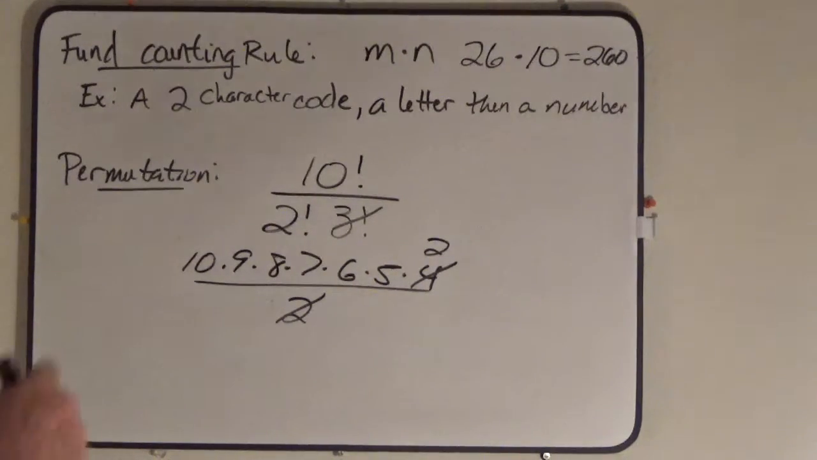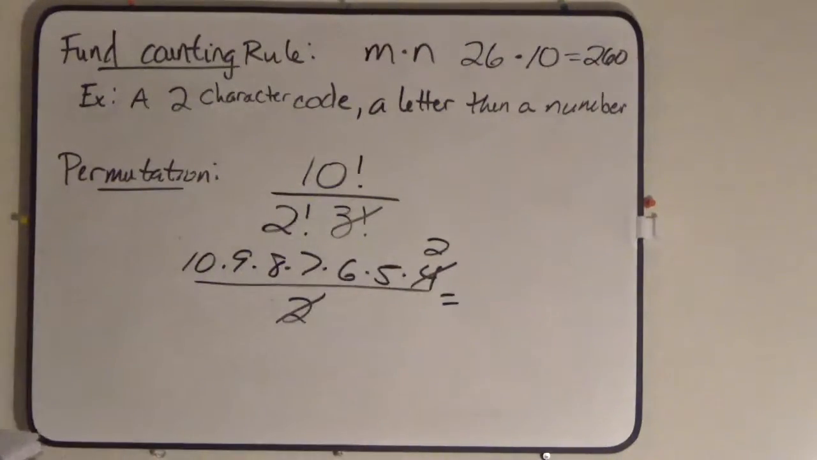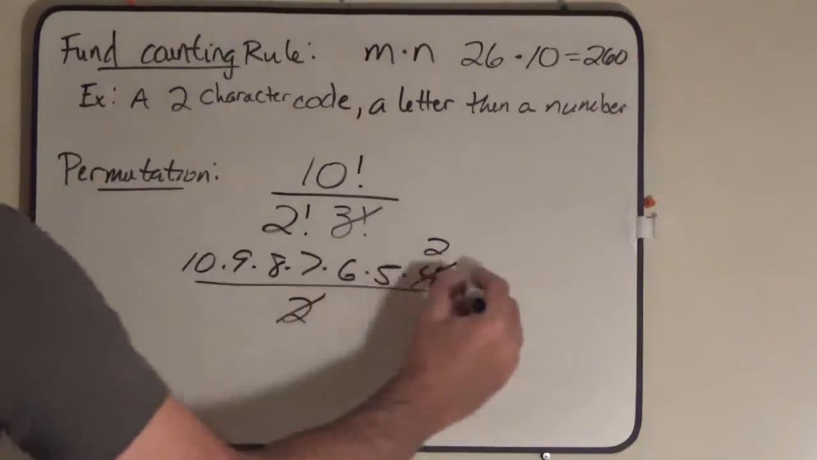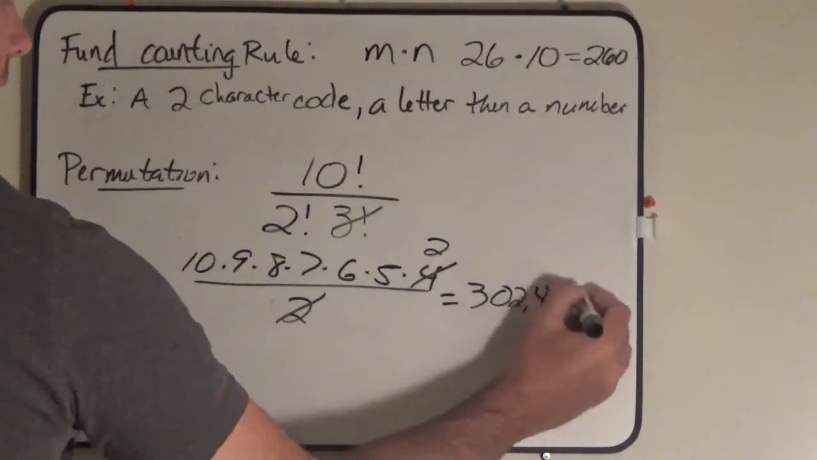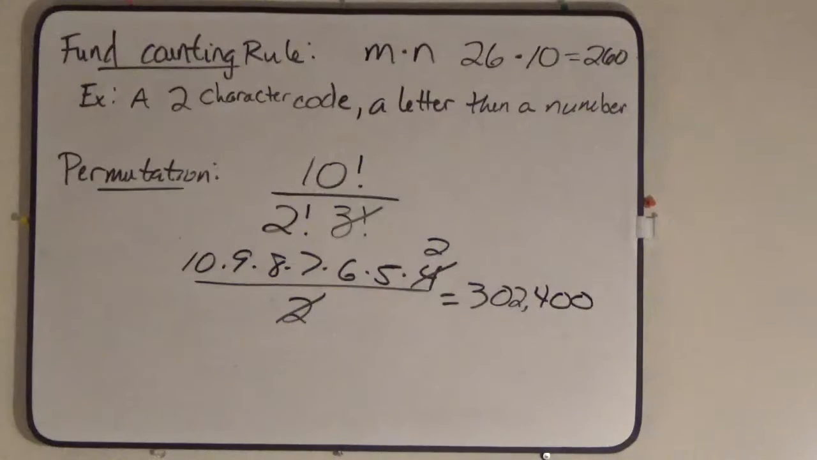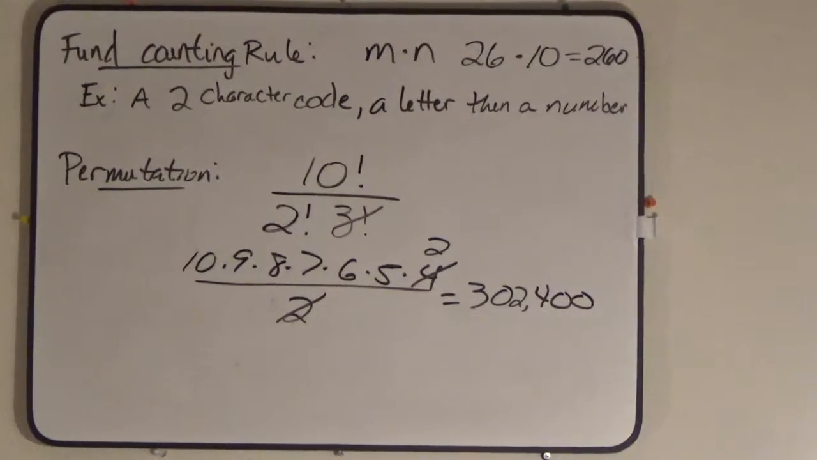So that all I have to do is 10 times 9 times 8 times 7 times 6 times 5 times 2. And that answer gives me 302,400 different arrangements where you can have 10 questions with 2 repeated and 3 repeated. Okay? Alright, finally, combinations.